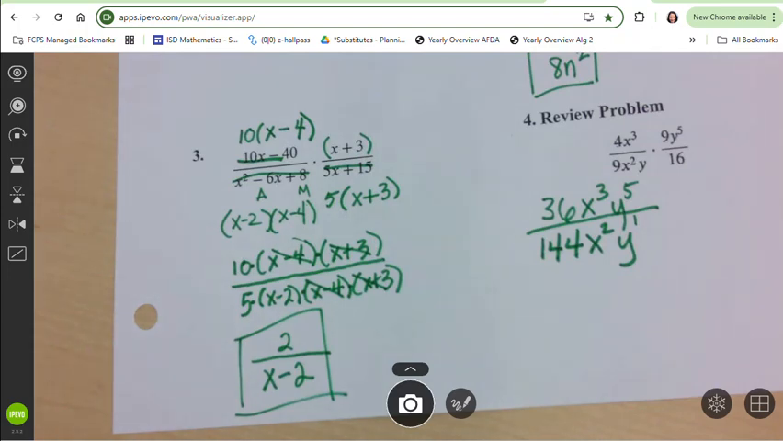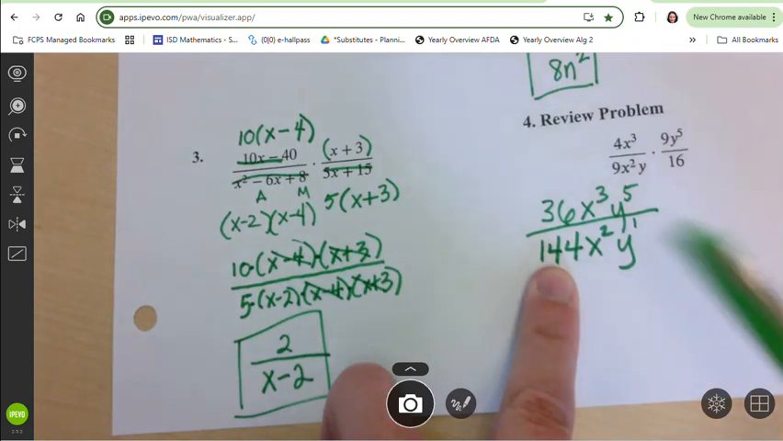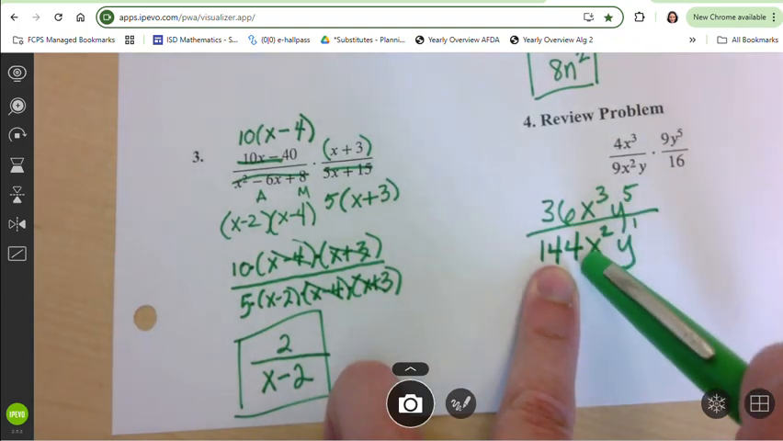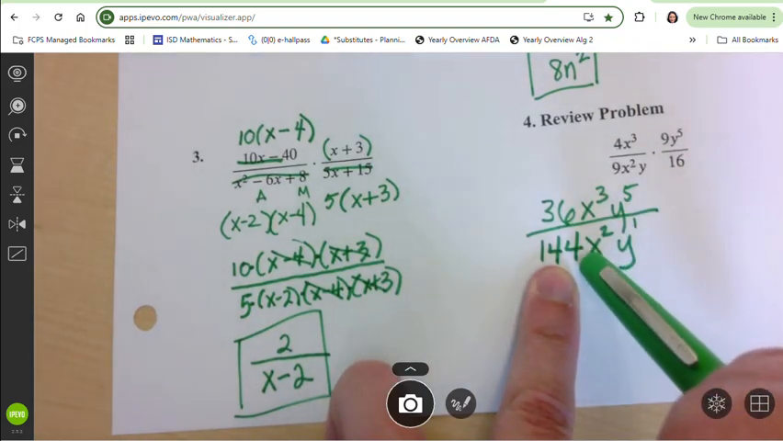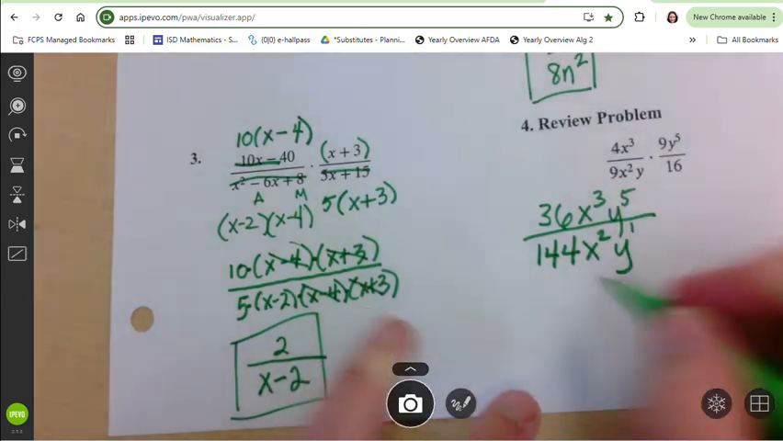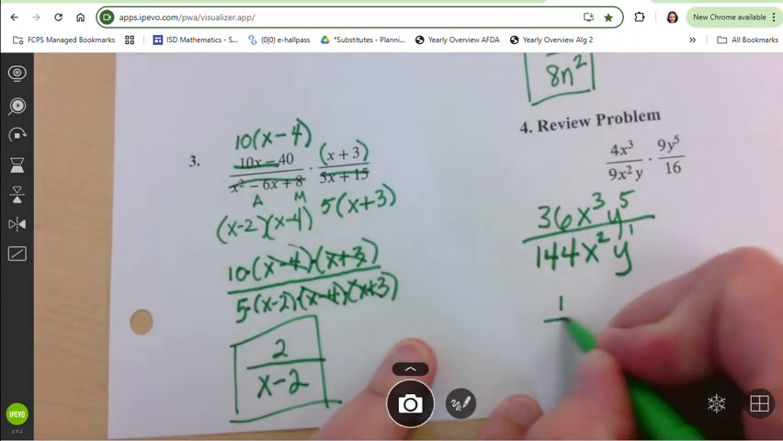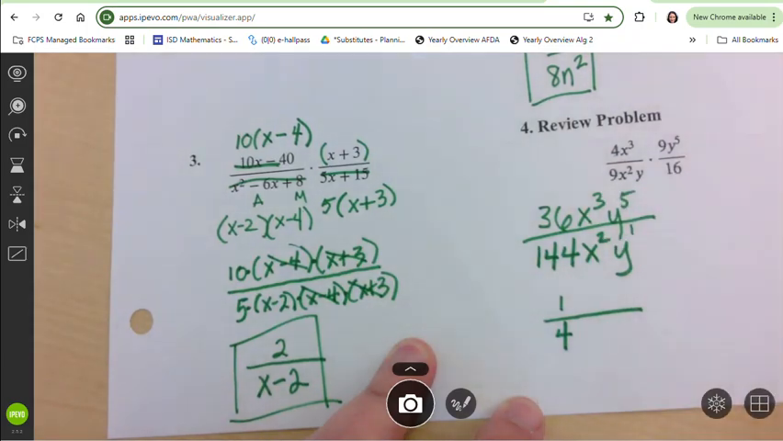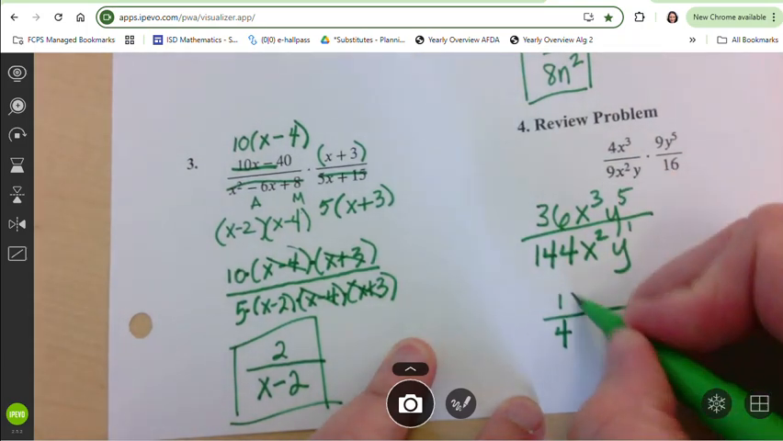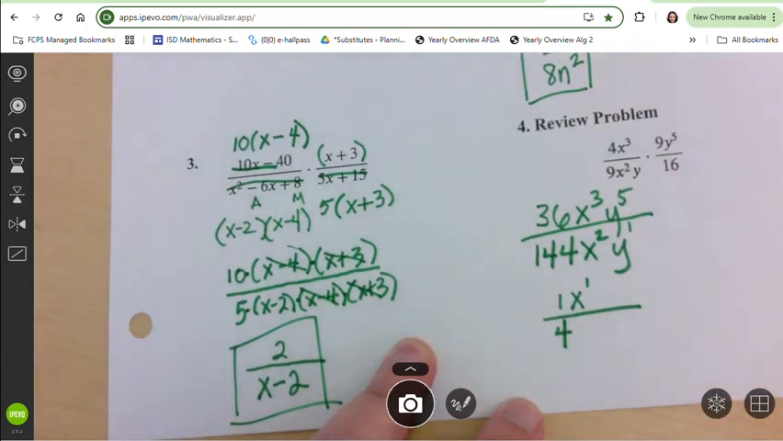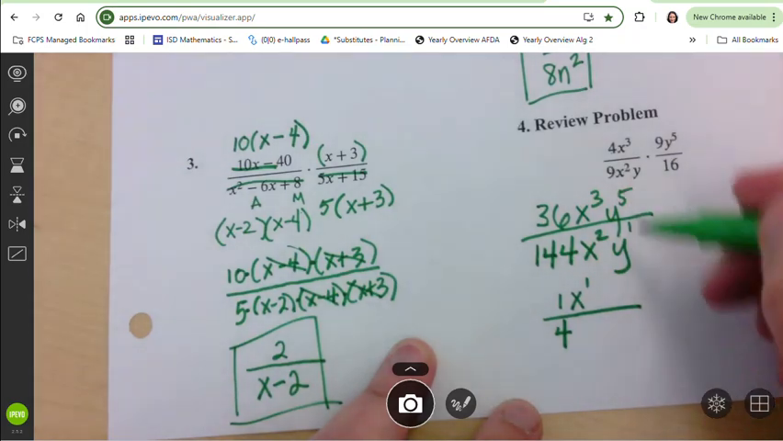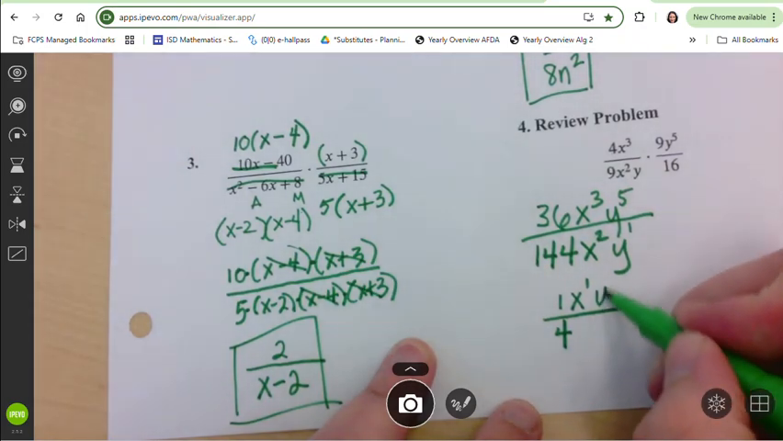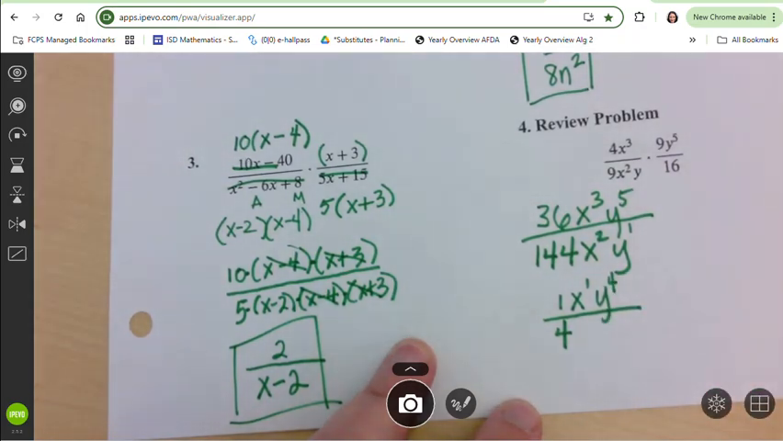All right. I think 144 is divisible by 36. Did anybody simplify 36 over 144 yet? What is it? 1 over 4. Beautiful. And then I have x to the 3 over x to the 2, so I can subtract my exponents and get x to the 1. And y to the 5 over y to the 1, subtract my exponents and get y to the 4.